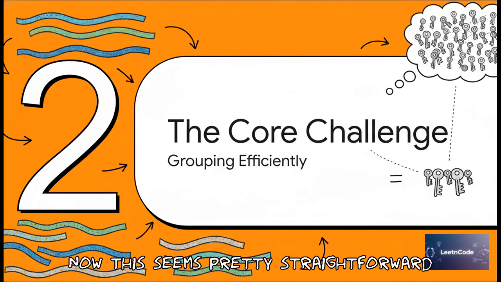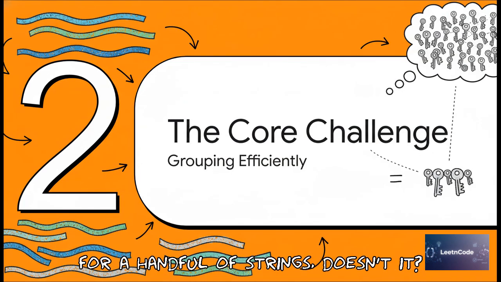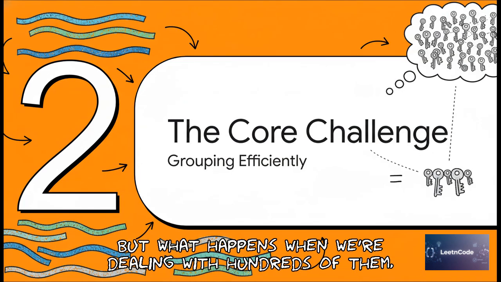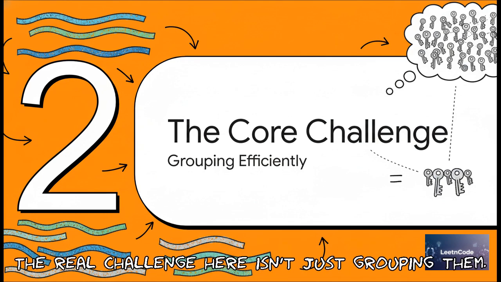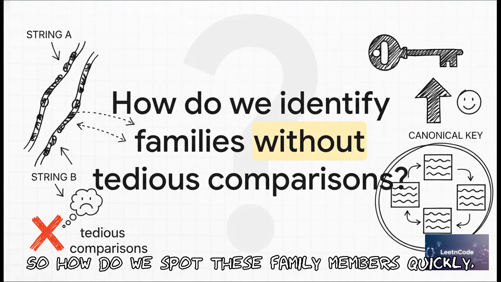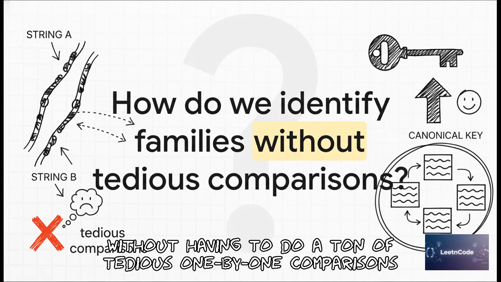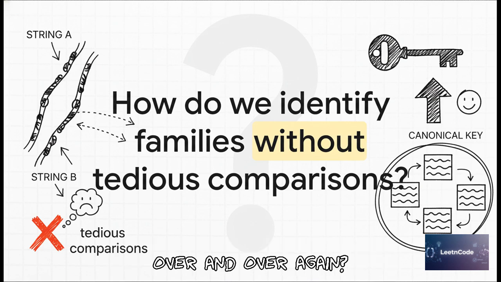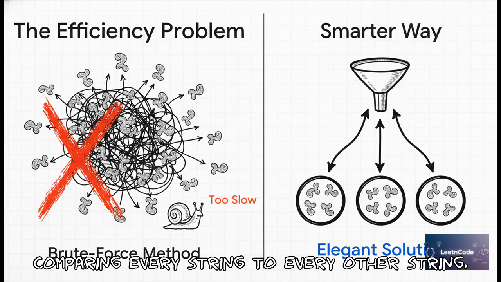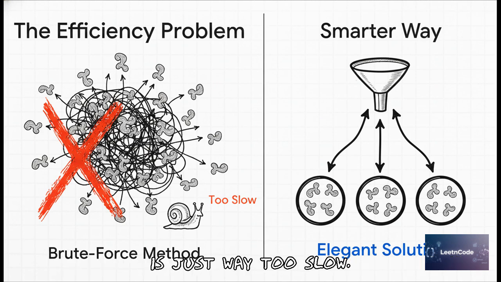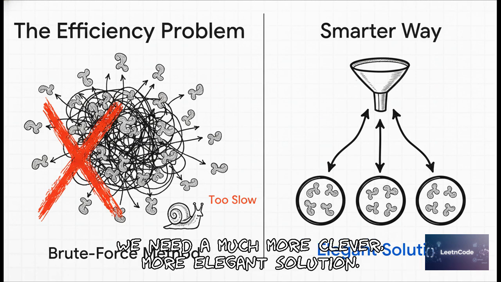Now, this seems pretty straightforward for a handful of strings, doesn't it? But what happens when we're dealing with hundreds of them, all with different lengths? The real challenge here isn't just grouping them, it's doing it efficiently. So how do we spot these family members quickly without having to do a ton of tedious one-by-one comparisons over and over again? A brute force approach, comparing every string to every other string, is just way too slow. It's not going to work here. We need a much more clever, more elegant solution.